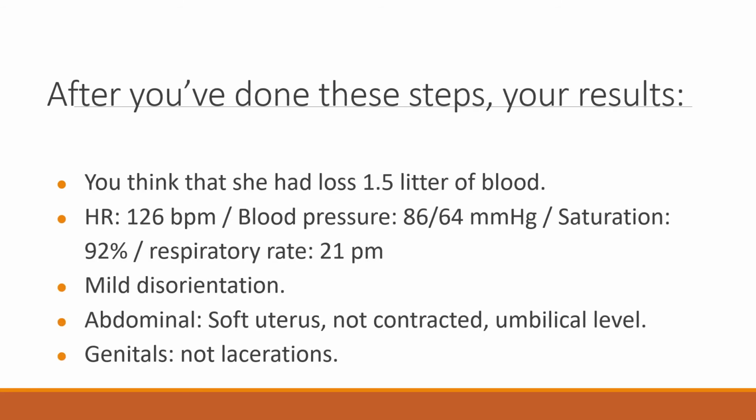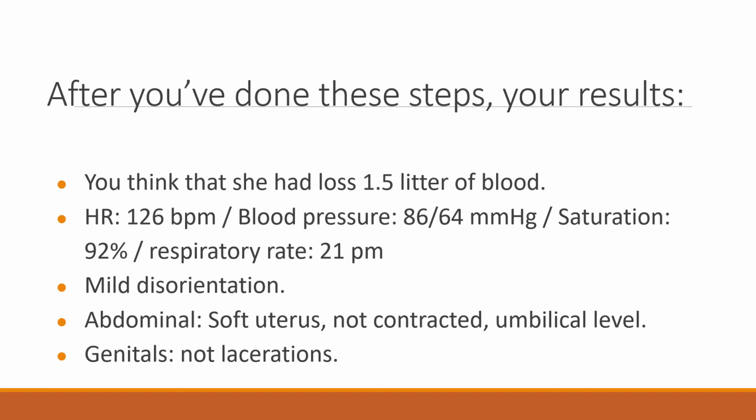After you have done these steps, your results are: you think that she has lost around 1.5 liters of blood. The heart rate is 126 beats per minute. The blood pressure is hypotensive, 86 over 64 millimeters of mercury. The saturation is 92, and the respiratory rate is 21 per minute. You noted, as we told, mild disorientation in the patient.